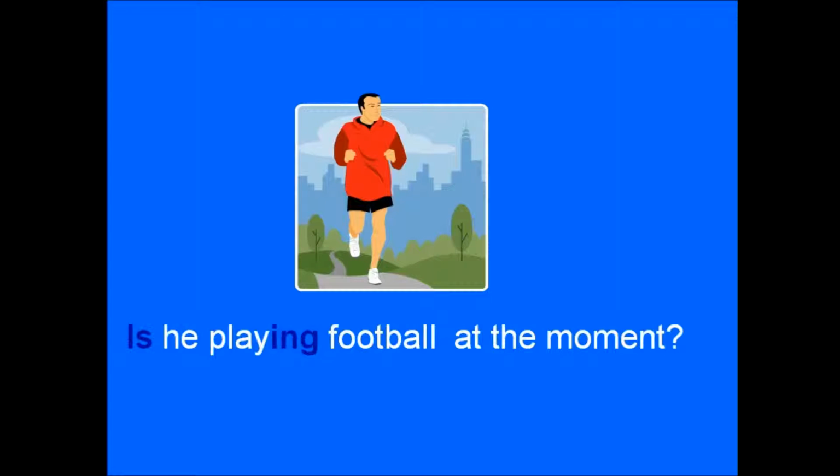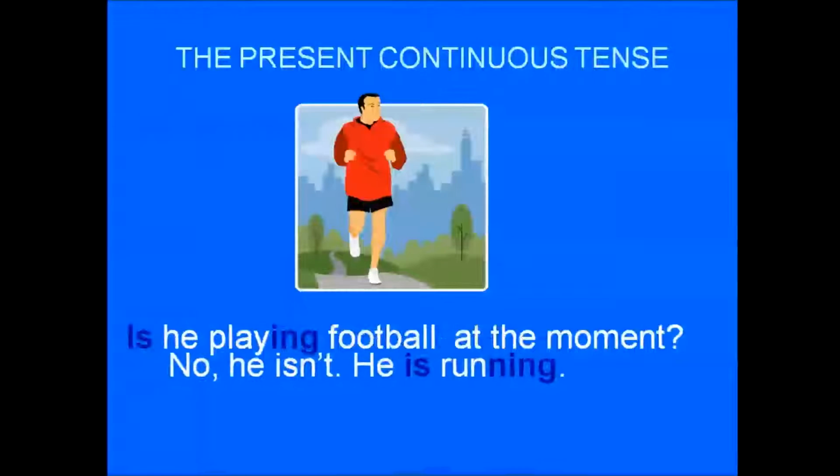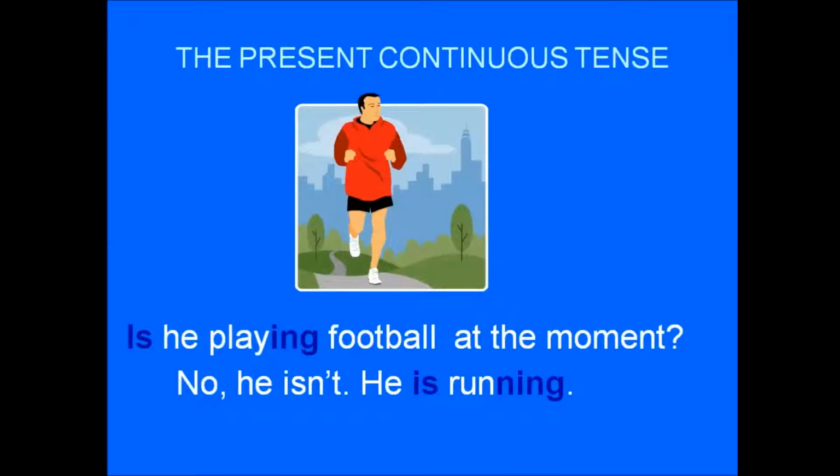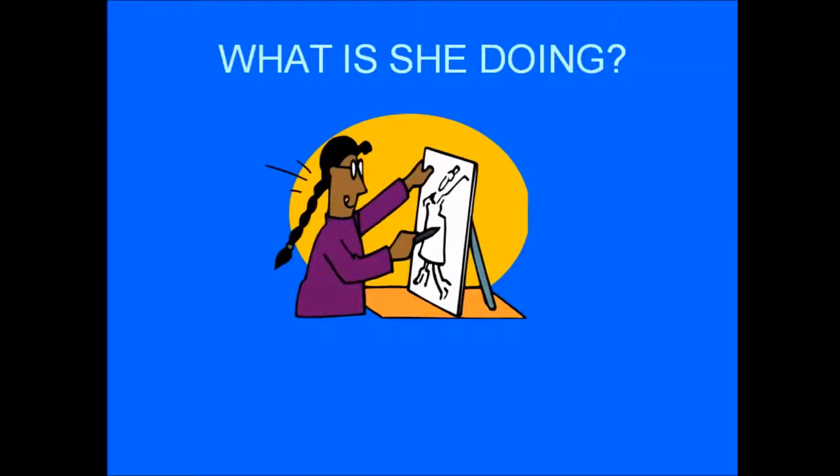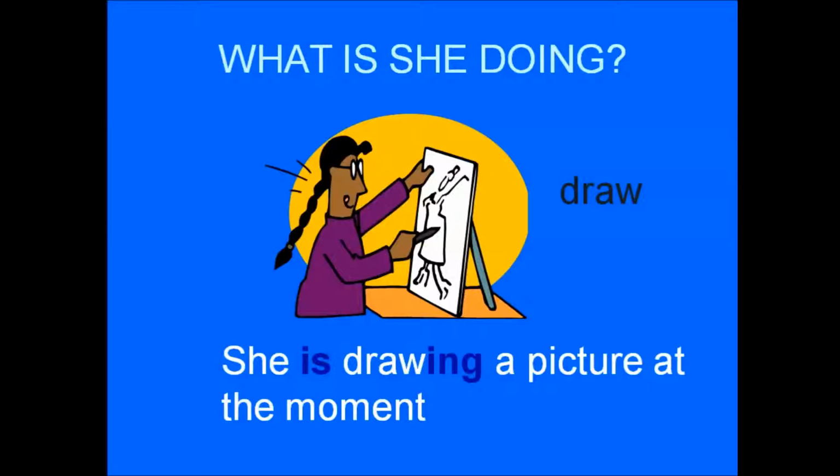Now, is he playing football at the moment? Yes or no? You may say yes, but there is no football in the picture. Is he playing football at the moment? No, he isn't. He is running. What is she doing right now? We'll have a look at the picture together. Oh, she draws. What is she doing? She is drawing a picture at the moment.